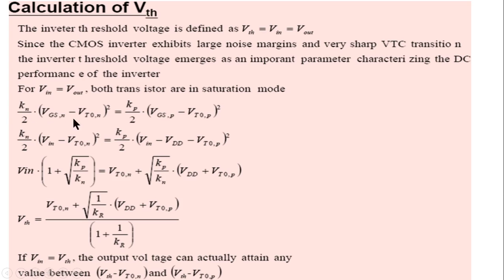So we use the saturation current for NMOS and the saturation current for PMOS and then derive it, and you get the equation for VTH like this. Again, look at this parameter, the KR ratio. It is again affecting this particular parameter VTH.